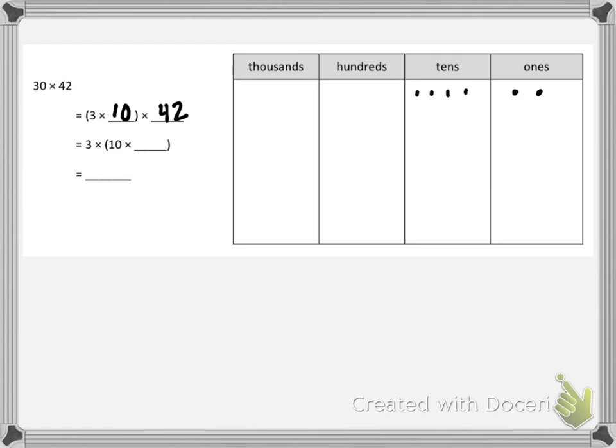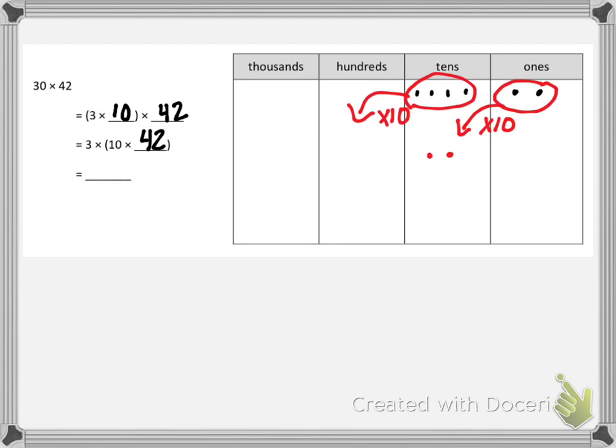And now, let's bring down our 42 over here, because we're using the associative property, we're regrouping them. And now it tells us that we need to take those and multiply each one by 10. So I'm going to take these ones and multiply them by 10, and we get 2 in the tens. We take this group here, move it to the hundreds because we're multiplying by 10, and now we get 4 hundreds. So there's 420.